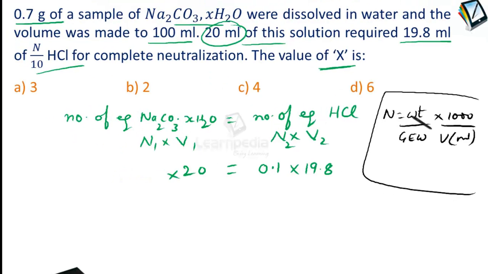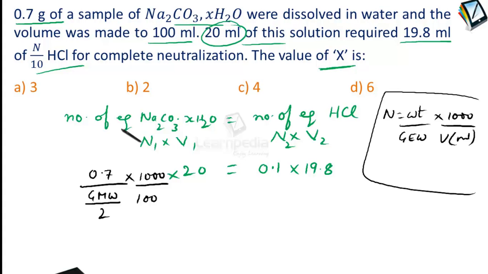So the mass of the substance is given as 0.7 divided by gram equivalent mass. As we don't know the molecular mass of this hydrated sodium carbonate, let me write it as gram molecular mass divided by the X factor. And for sodium carbonate, we know that X factor value is equal to 2. So this is weight upon gram equivalent mass multiplied by 1000 divided by volume in milliliters, which is equal to 100. So here no need to divide both these values by 1000 to convert the volume into liters.